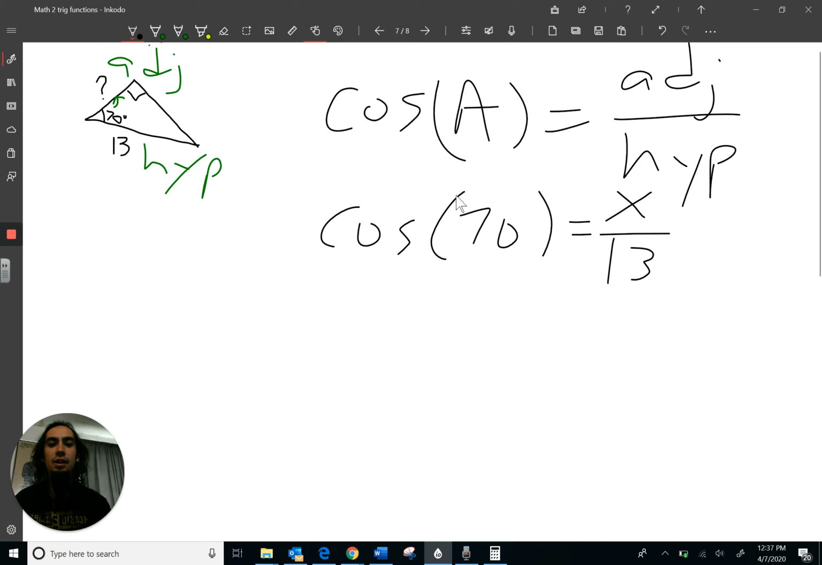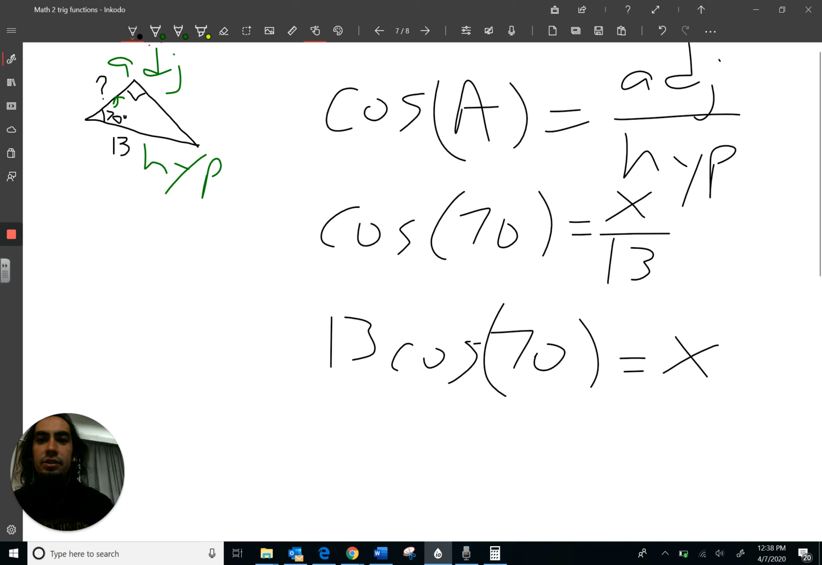So now I've got an equation here where I can actually figure out what x is. Great. So just like the last example, I'm going to cross multiply, or you can think about it as multiplying 13 to the other side. Either way, same result. We're going to get 13 cosine 70 equals x. And let me see if I can clean this up a little bit. 13 cosine 70 equals x.